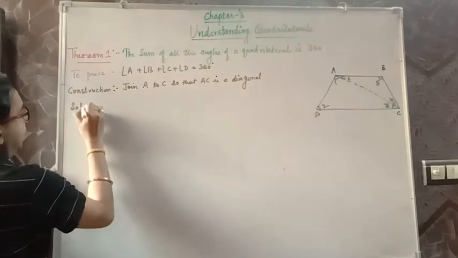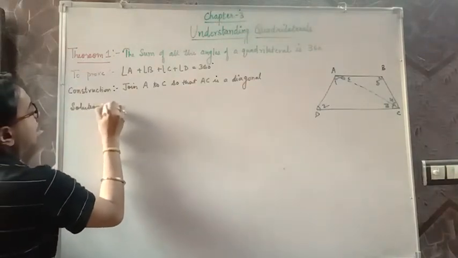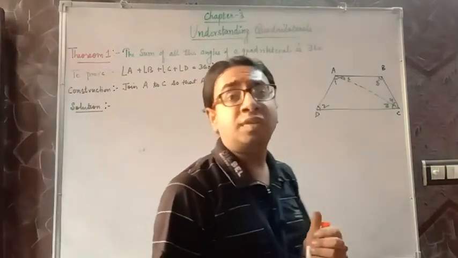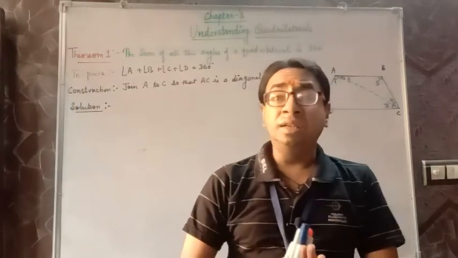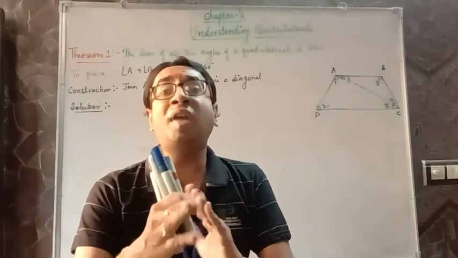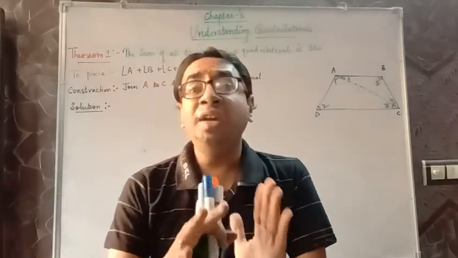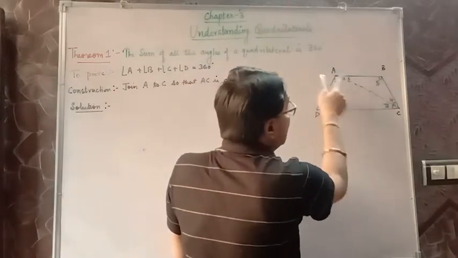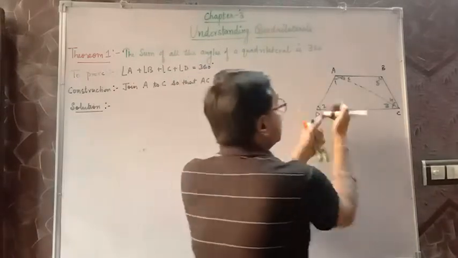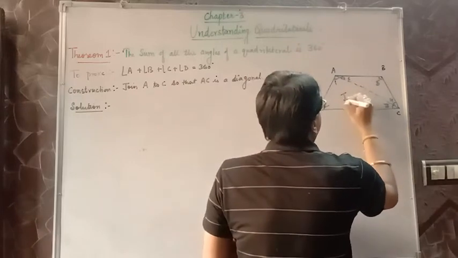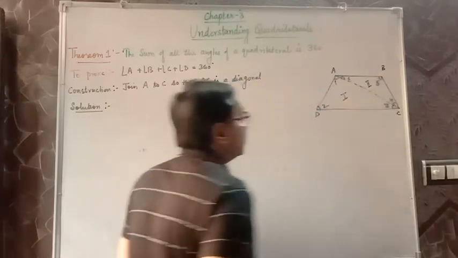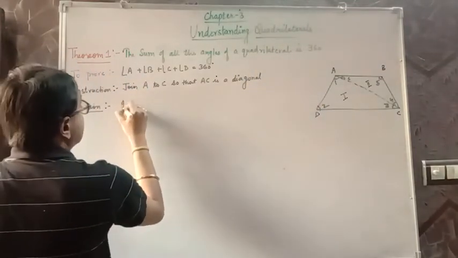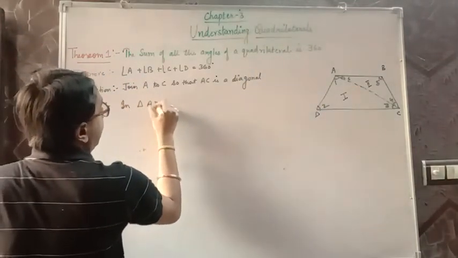Solution. In the solution, we'll make use of triangles. I hope you know that in class 7th also I discussed with you that when two triangles are joined together, we get a quadrilateral. So this diagonal is dividing the given quadrilateral into two triangles, first and second. We'll use the angle sum property in the given triangles. First we'll consider triangle ADC.